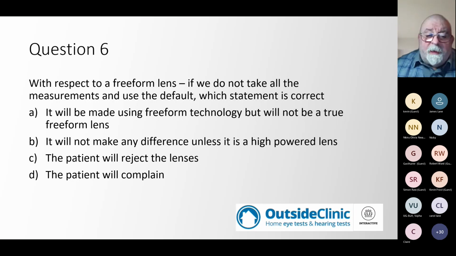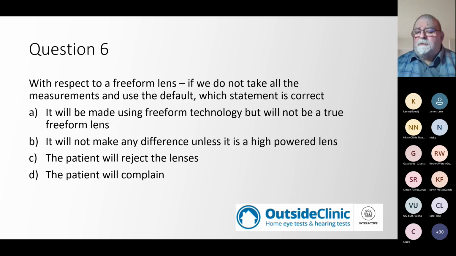From experience, I find that it will be a lens made with freeform technology, but will not be a true freeform lens. What will happen, it will be a reasonable quality lens and it will be usable, but it won't have all the benefits of freeform lenses.